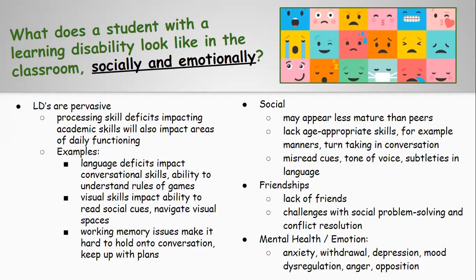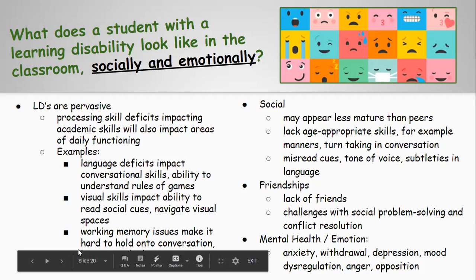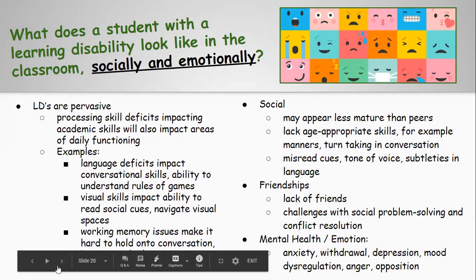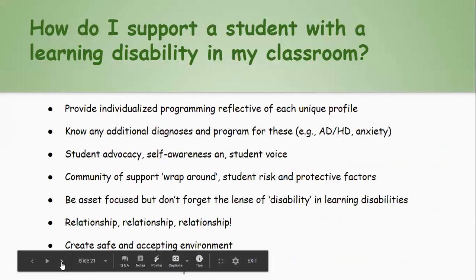In terms of mental health and emotional regulation, sometimes you'll see internalized behaviors such as anxiety and withdrawal or depression, or sometimes you'll see externalized behaviors. So sometimes the kids will have oppositional defiant disorder, anger, a lot of emotional dysregulation. So you can see that a child with severe learning disability really has pervasive challenges across all areas.